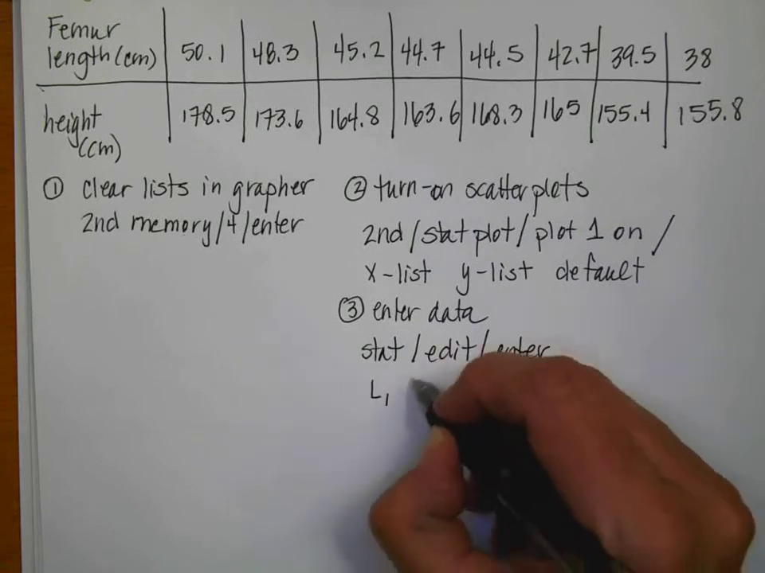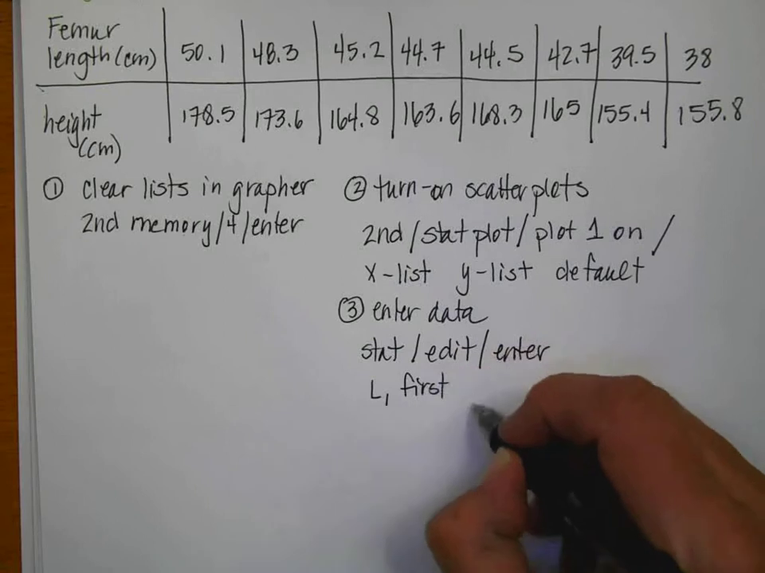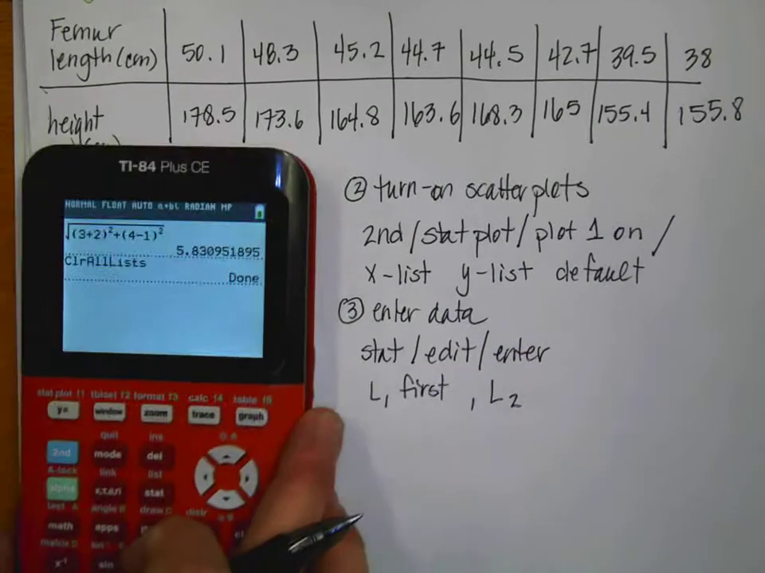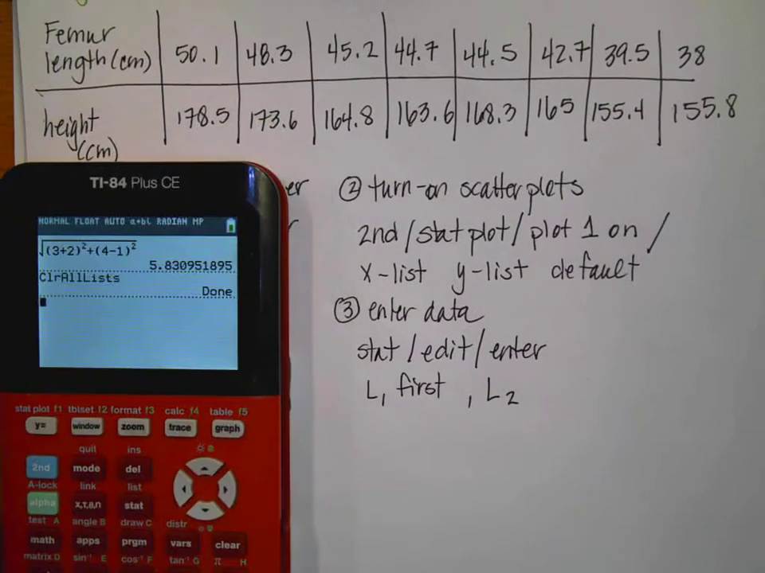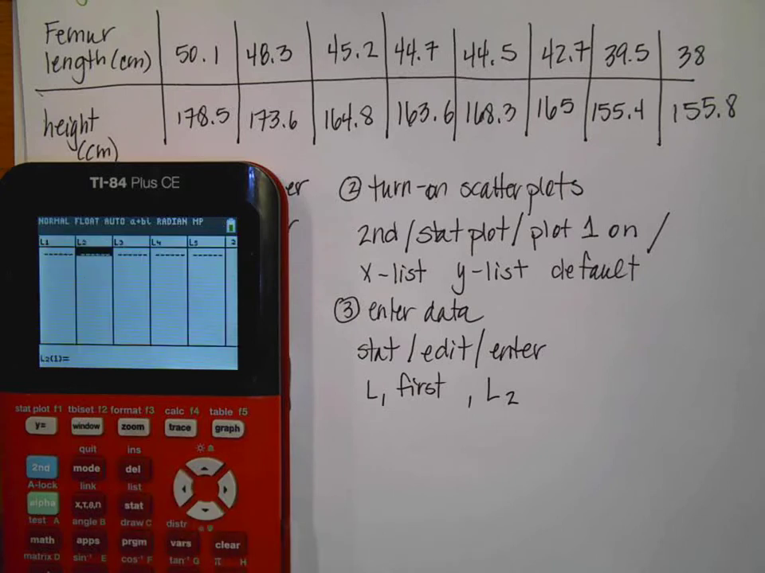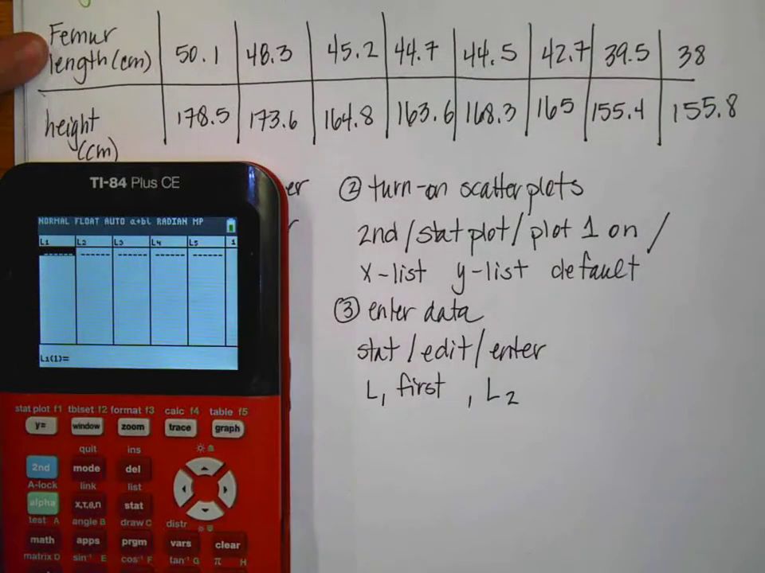Now for me, when I do it, I always do my L1 first, and then I do all of the L2s. It is super critical that you get your data in correctly. If you don't, your model's going to be bad. So I'm going to quit. So I'm going to do stat, edit, and notice it goes right to L2. I'm going to put it in L1.